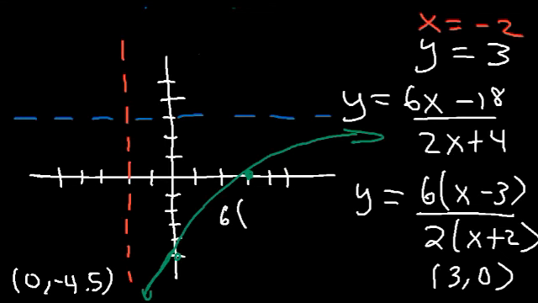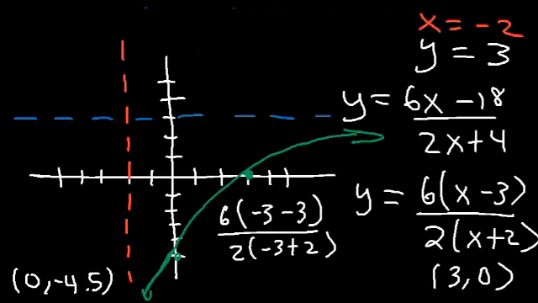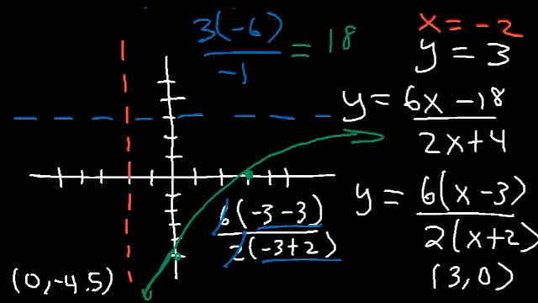So it's going to be (6 times negative 3 minus 3) over (2 times negative 3 plus 2). 2 goes into 6 3 times. Negative 3 minus 3, that's negative 6. Negative 3 plus 2, that's negative 1. And 3 times 6 is 18. The two negatives will cancel, and so it's going to be positive 18. So therefore, it's going to be way up here. Either way, we know that the graph is going to be in this section. So that's a rough sketch for our graph.